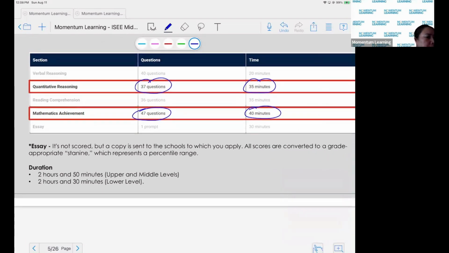For the middle level, the total duration of the test is 2 hours and 50 minutes. Math itself is 35 minutes plus the 40.